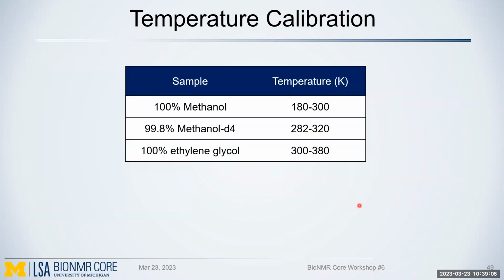So we do this calibration using some calibration samples. And here are some examples. There are other calibration samples you can use. The example I give here is that for low temperature, you use 100% methanol for temperature calibration. For room temperature or a little bit above room temperature, you can use methanol D6. And for high temperature, you can use 100% ethylene glycol for temperature calibration.